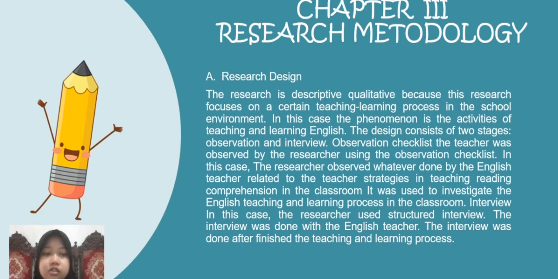Observation checklist. The teacher was observed by the researcher using the observation checklist. In this case, the researcher observed whatever was done by the English teacher related to the teacher's strategy in teaching reading comprehension in the classroom. It was used to investigate the English teaching and learning process in the classroom. Interview. In this case, the researcher used a structured interview. The interview was done with the English teacher. The interview was done after finishing the teaching and learning process.